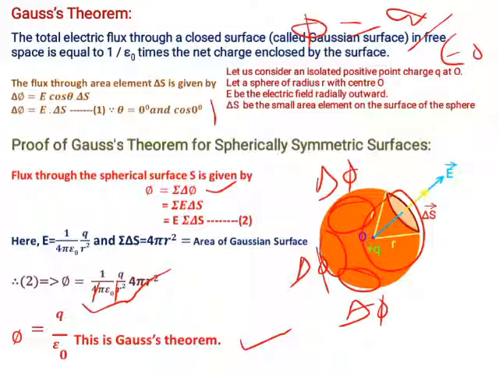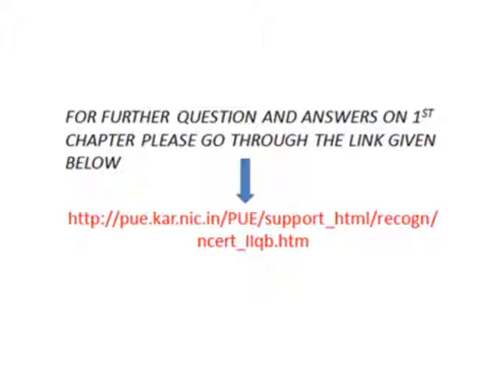This is Gaussian theorem. So, from the Gaussian theorem, total electric flux through a closed surface area is equal to 1 divided by epsilon naught times the net charge. This is Gaussian theorem. I hope you understood the theorem properly.